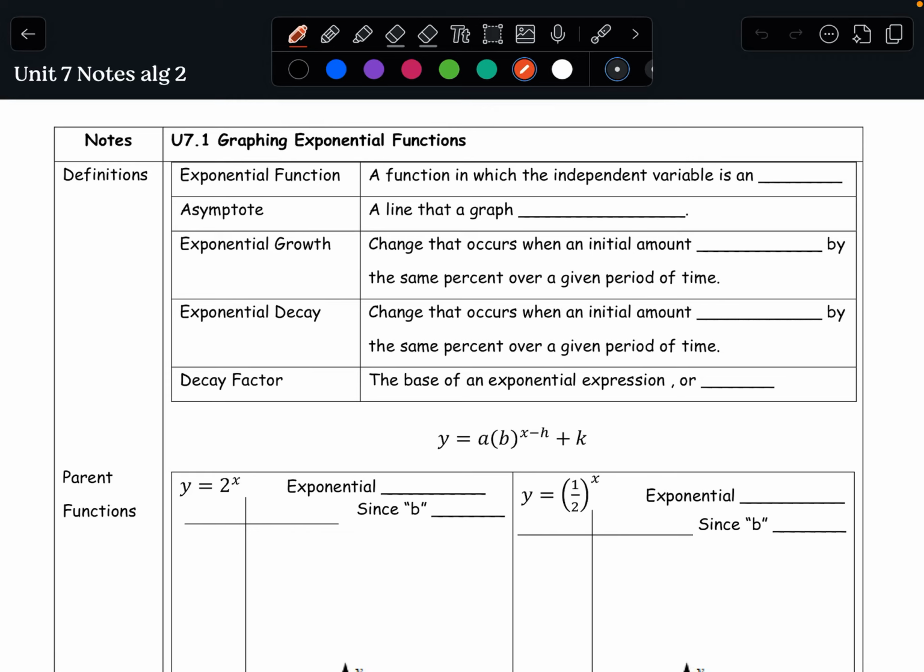Hello and welcome to the first lesson of Unit 7, which is all about exponentials. Today in our lesson, we are going to be graphing exponential functions with transformations. So let's get down to business.